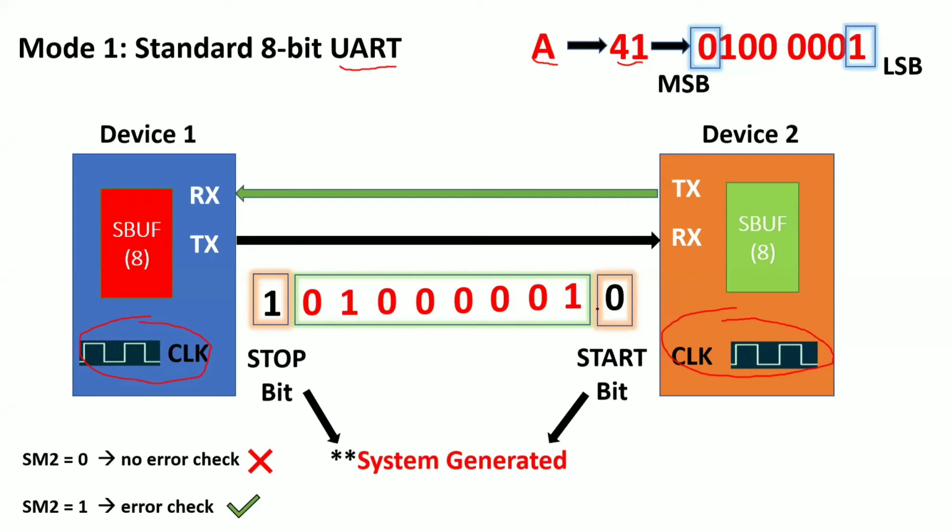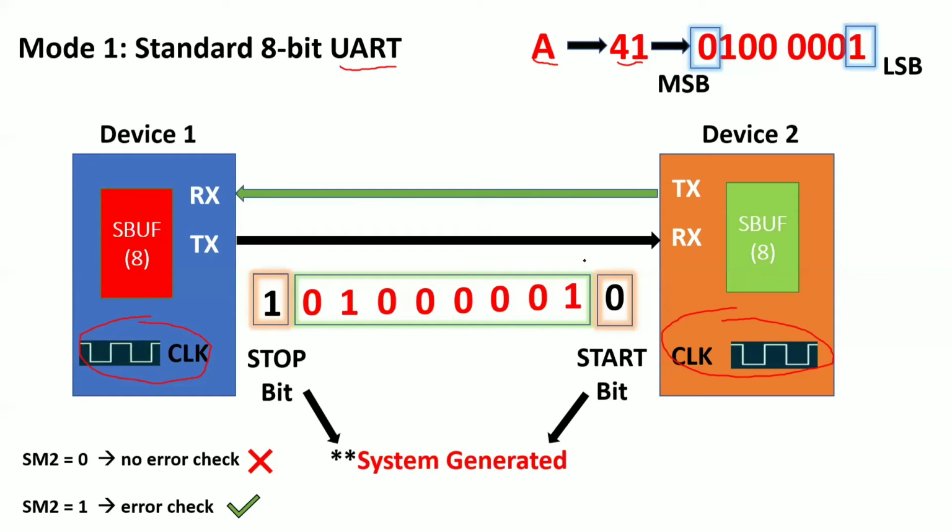That means you will take care of whatever data you want to transfer. While transmitting it, your serial port will add the start bit and stop bit to your data. Now you understood, right? Now why are we discussing this mode 1?